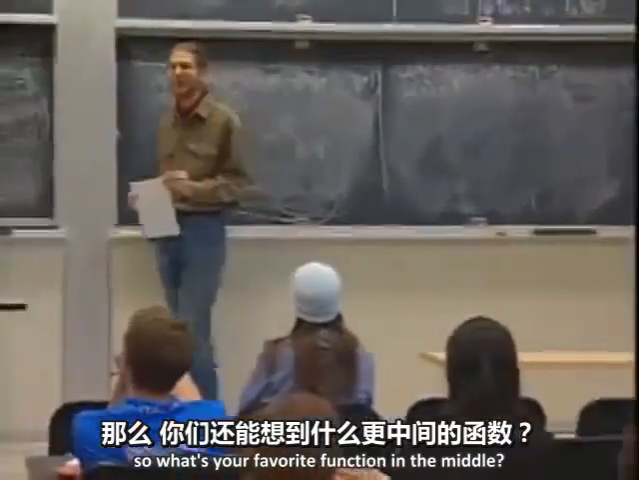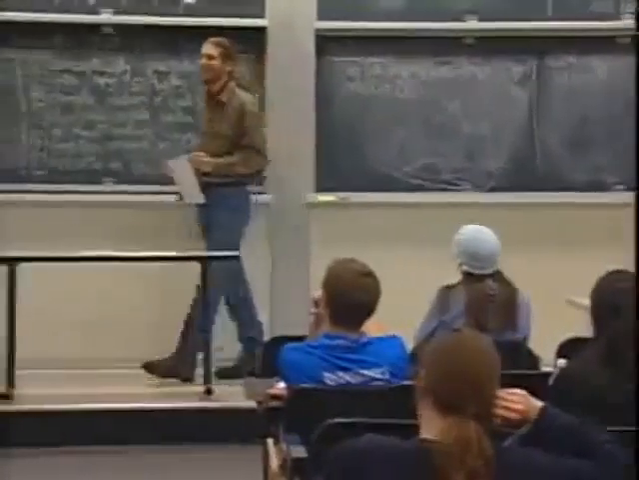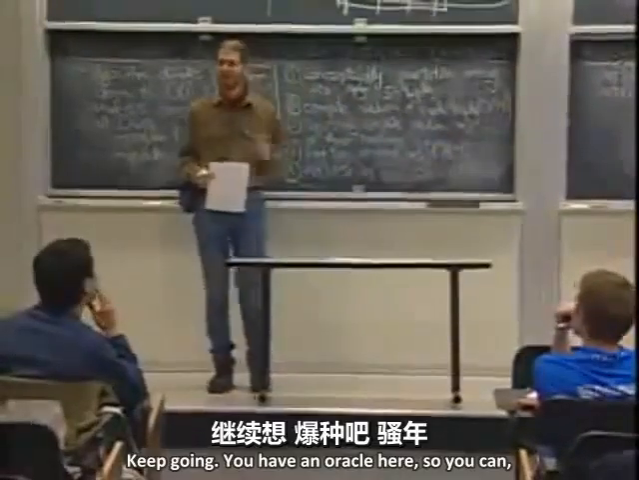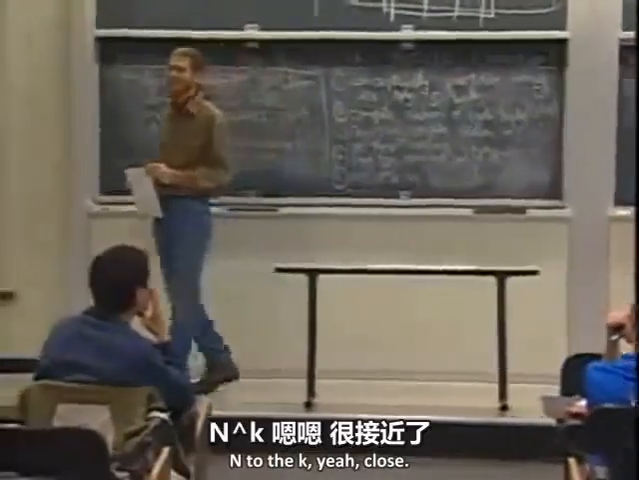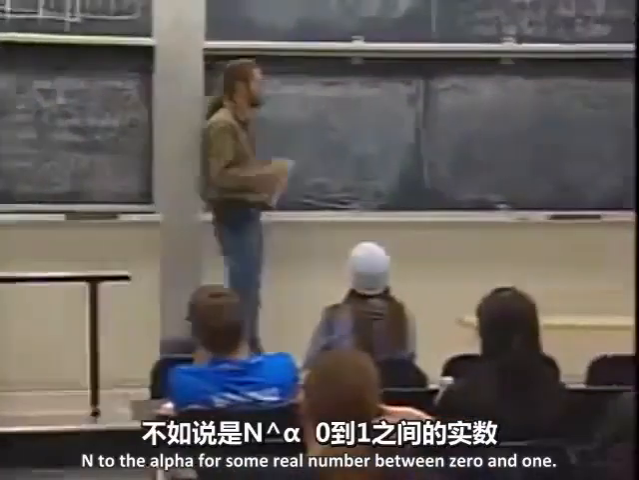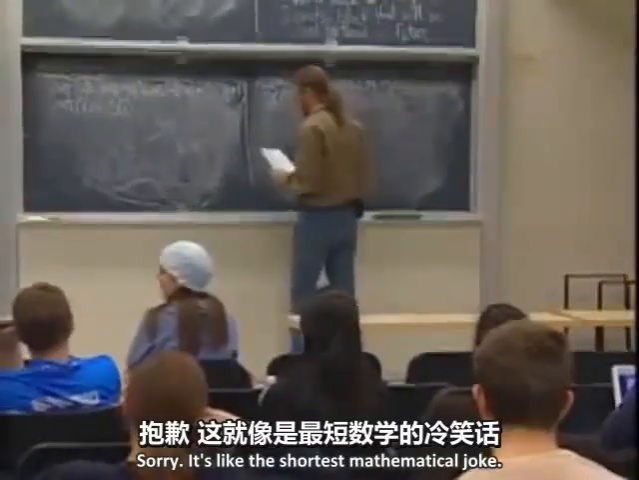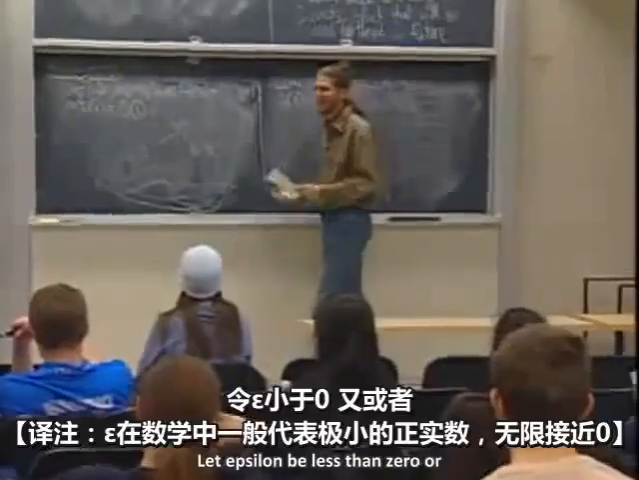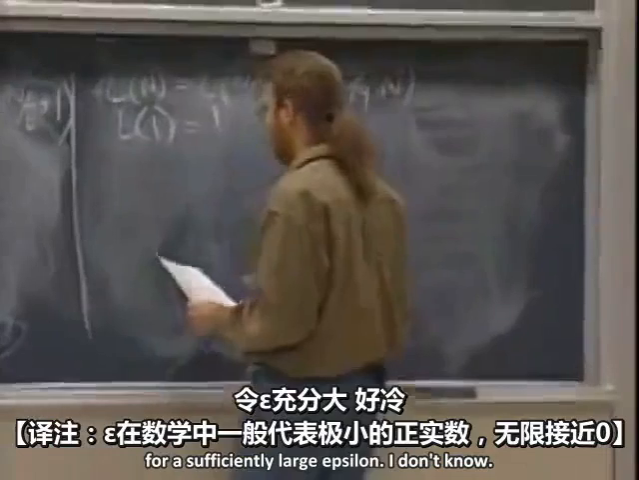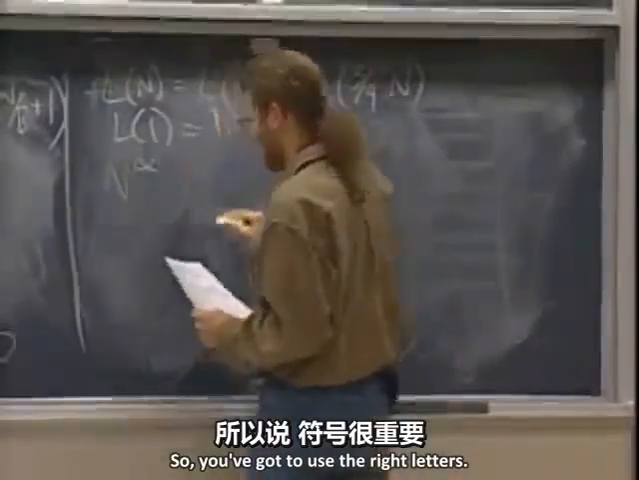So what's your favorite function in the middle? N over log n. That's still too big. Keep going. You have an oracle here, so you can. N to the k, yeah, close. I mean, k is usually an integer. N to the alpha for some real number between 0 and 1. Yeah, that's what you meant. Sorry. It's like the shortest mathematical joke. Let epsilon be less than 0. Or for a sufficiently large epsilon, I don't know. So you got to use the right letters.